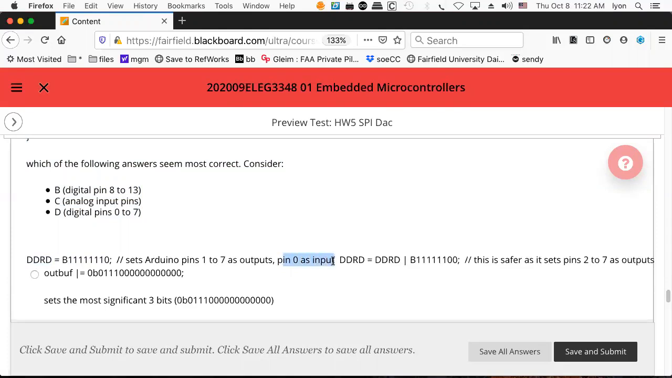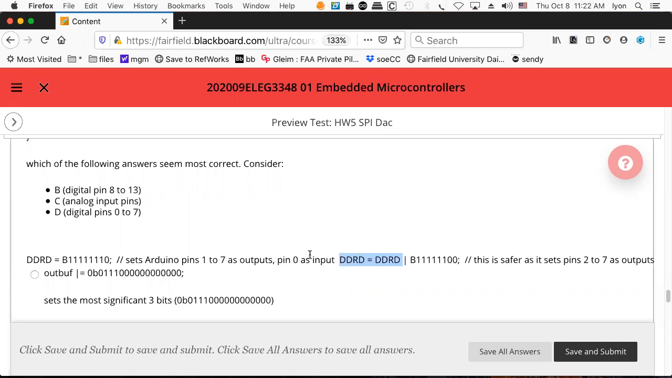That looks right. And then you can also say something like this, DDR equals DDR or something, or this is safer because it sets pins 2 through 7 as outputs and leaves bits 0 and 1 alone, which correspond to the transmit and receive line. And you don't necessarily want to muck about with that.